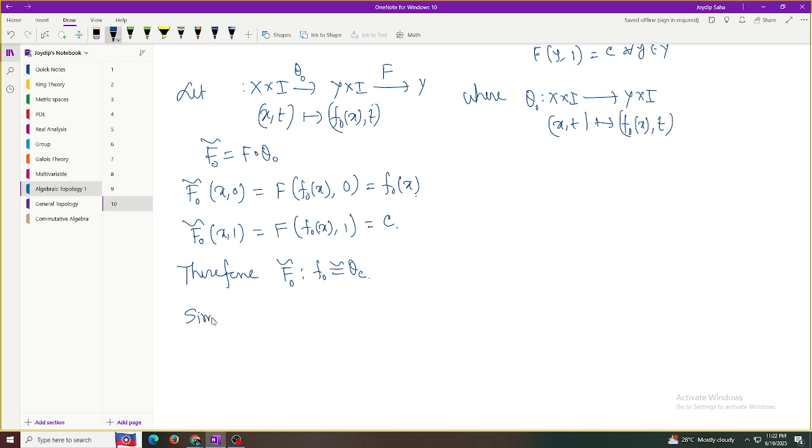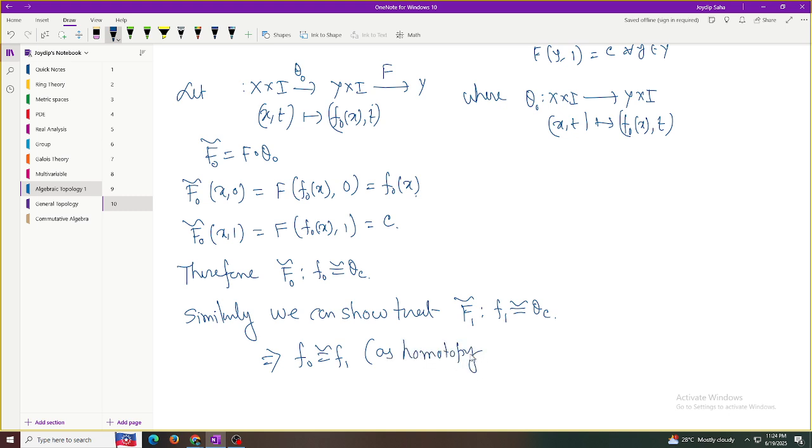Similarly one can show that f1 tilde is f1 theta c. Similar to there. Now f0 is homotopic to theta c, and theta c is homotopic to f1. Why? f1 tilde is f compose theta 1, where (x, t) goes to (f1(x), t). I am not writing the details. Therefore f0 is homotopic to f1, as homotopy is an equivalence.